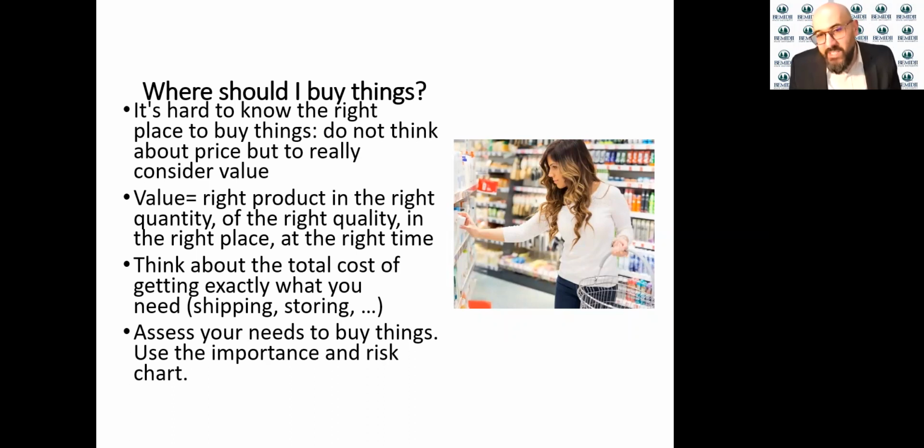So what you need to do is assess your need to buy things. And how could we assess our need? We could use something called the importance and risk chart, in which this chart divides the items based on the importance and how risky it is to find them or not.